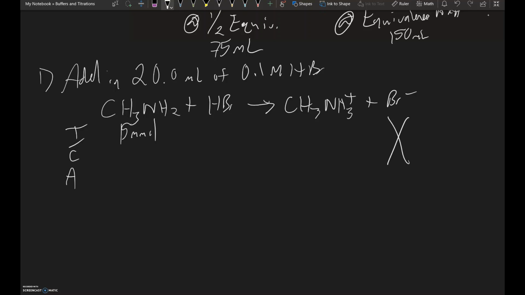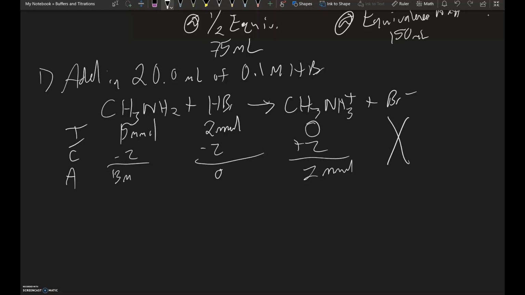So you're going to take 20 milliliters of the HBr, multiply it by 0.1 molar, and that gives you 2 millimoles of HBr. There's nothing there to begin with for the conjugate acid, so it's 0. Now the change is going to be -2 on the left and +2 on the right. That gives you 2 millimoles of the conjugate acid. This is 0, and this leaves you with 13 millimoles of the methylamine.